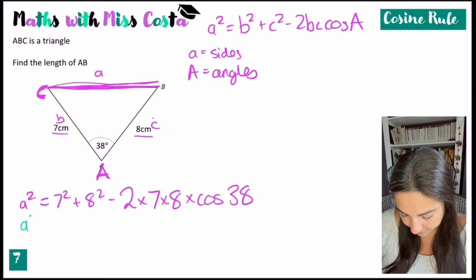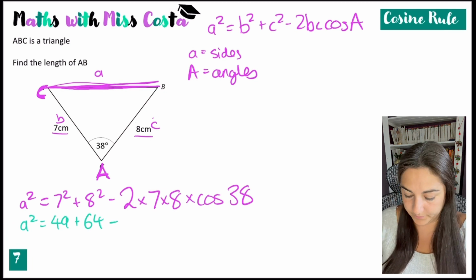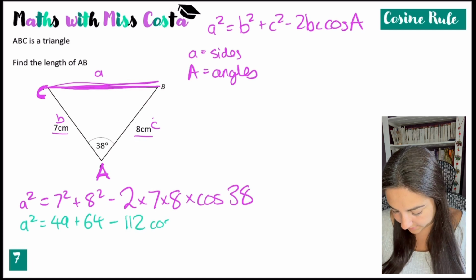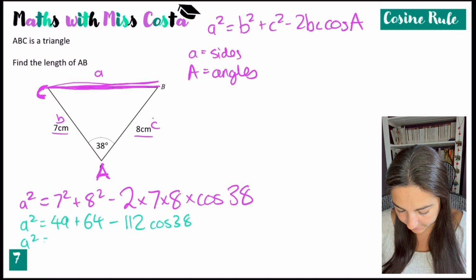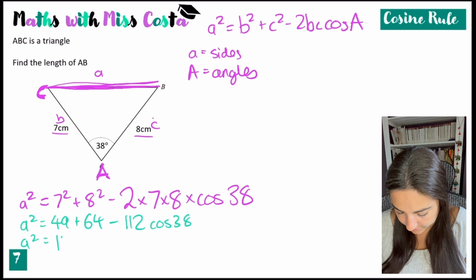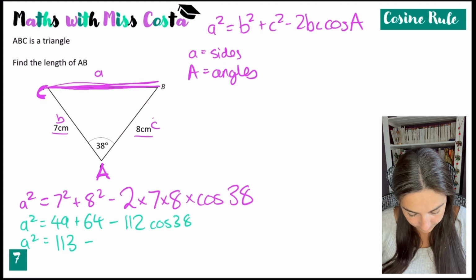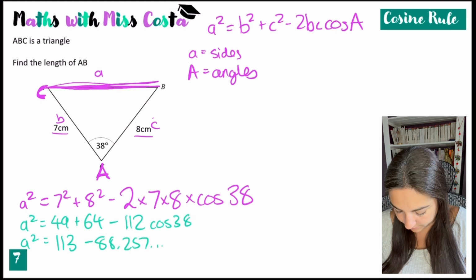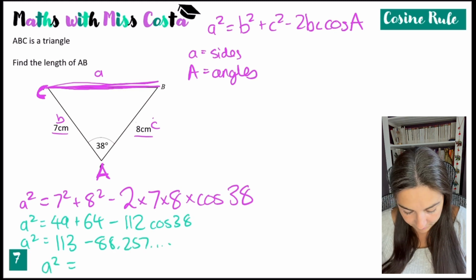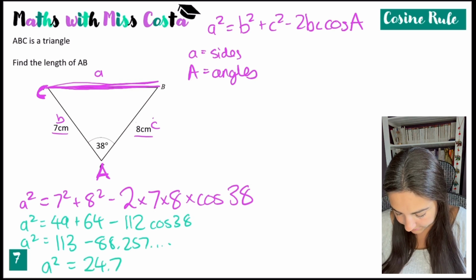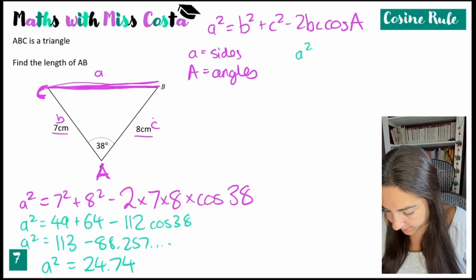So a squared is going to be 49 plus 64, take 2 times 7 times 8, which is 112, cos 38. I'm just doing it bit by bit so you can see what's happening. Add 49 plus 64, which is 113. And then 112 cos 38 is 88.257... Simplify that, so 113 take away the answer is 24.74.